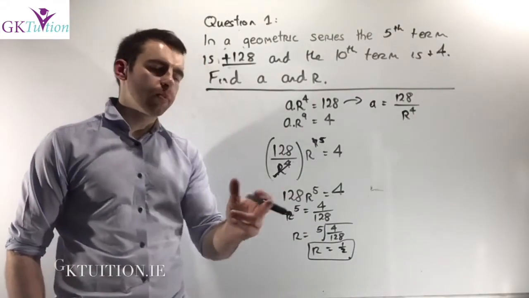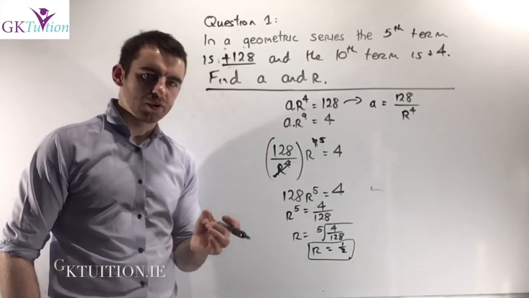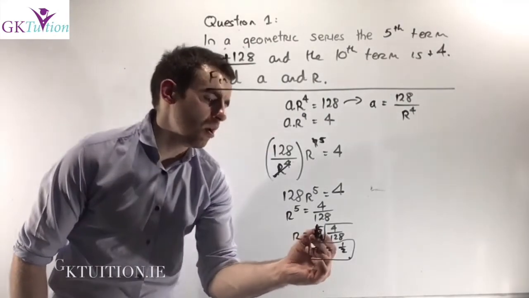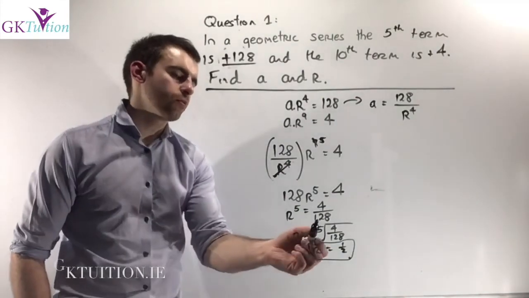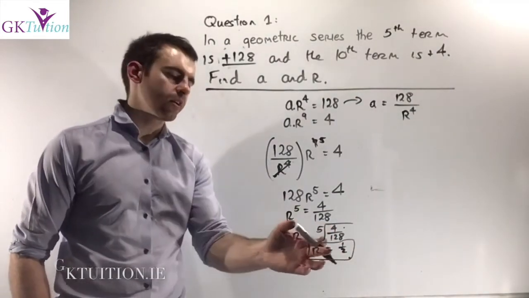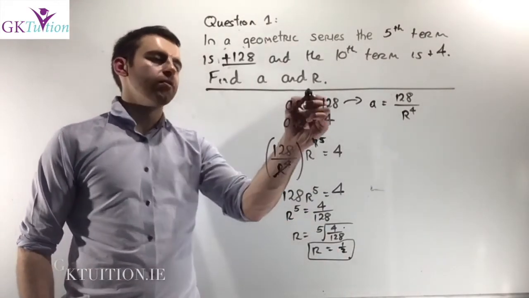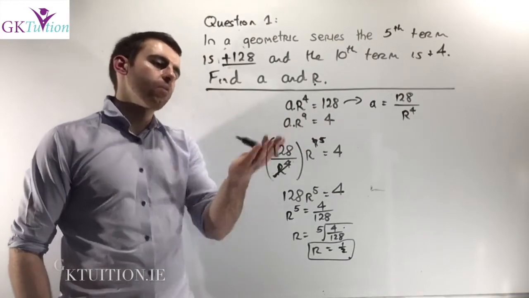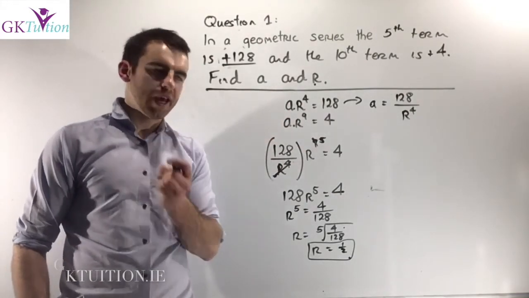Now if you know r to the power of 5, in order to get r, you need to get the 5th root of both sides. So that's a small 5 in front of what looks like a square root sign. So the 5th root of 4 over 128, if you plug that into your calculator, r works out as a half. Once I know the common ratio for this geometric series, I can sub back into one of the original equations and I can find the first term a.